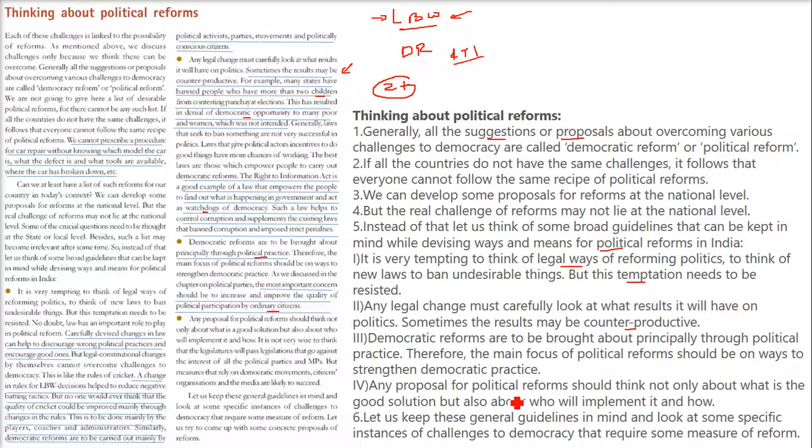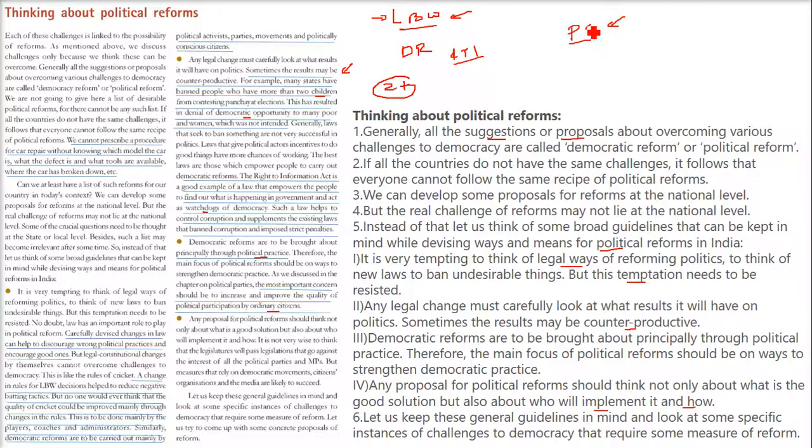Any proposal for political reform should think not only about what is a good solution, but also how to implement it. Just talking about a political reform will not work. We need to know how to implement it and understand how to solve it.